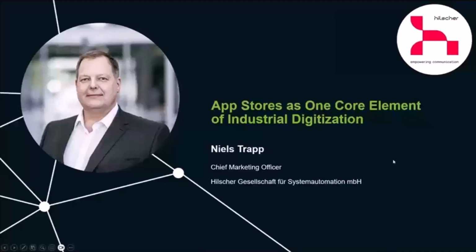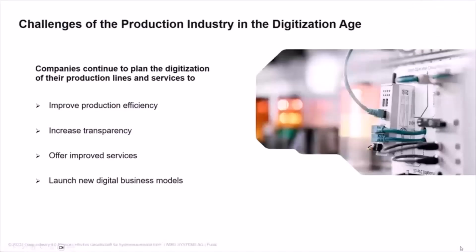In this part of our webinar, we would like to take a view more from the end user and why app stores are seen to be one core element of industrial digitization. So if we look at the expectations and the challenges that the production industry has in the digitization age, this is not so new. The ideas behind what companies plan to do or want to achieve are pretty constant: improvement of production efficiency, increased transparency and visibility of machines and devices in the production line, an offering of improved services by machine builders towards the factories they supply, or also launching new digital business models. So this is all on the expectation side when looking at IoT as such.